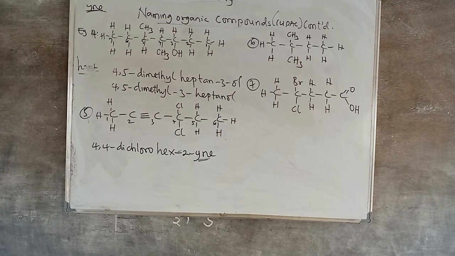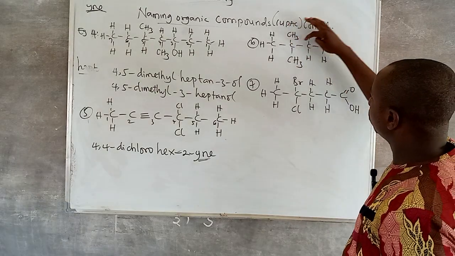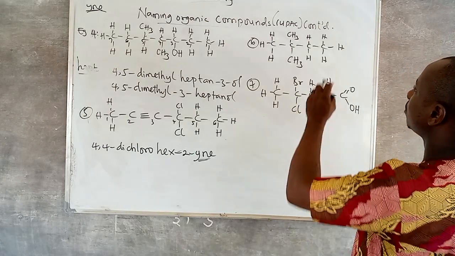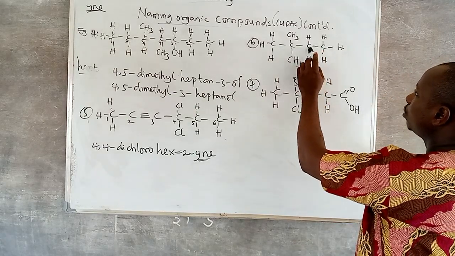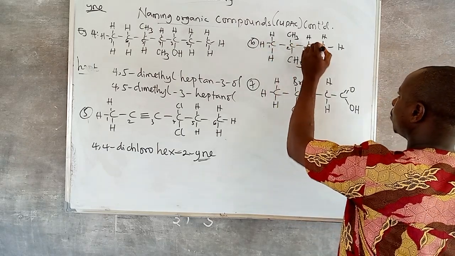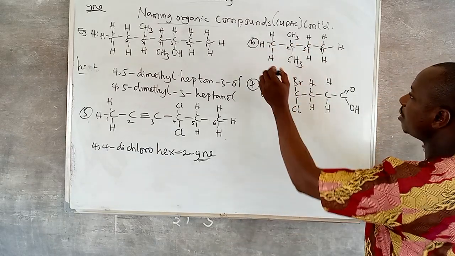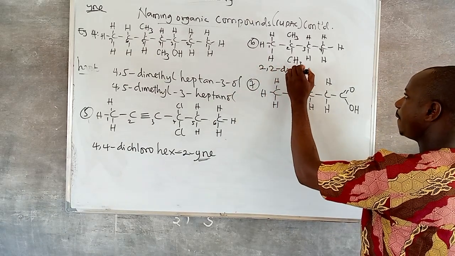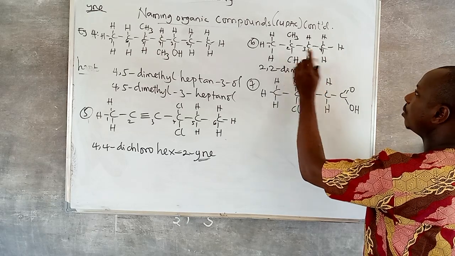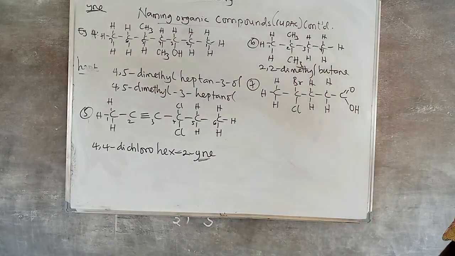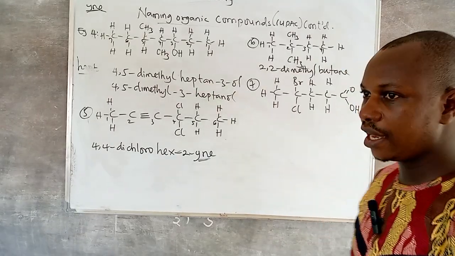Let's check example number 6. We have 1, 2, 3, 4, so 4 carbon atoms. We start here to number: 1, 2, 3. So here is the closest. 1, 2, 3, and what? 4. So the name simply means 2,2-dimethyl butane. In this case, there is no functional group. It is just a normal alkane.